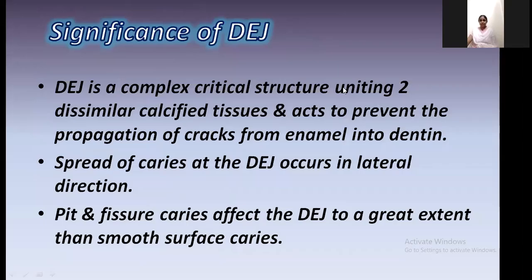Significance of DEJ. The DEJ is a complex critical structure uniting two dissimilar calcified tissues, that is enamel and dentin, and they act to prevent the propagation of cracks from enamel to dentin. Spread of caries at the DEJ occurs in lateral direction. One word to note. Pit and fissure caries affect the DEJ to a greater extent than smooth surface caries. This is again a one word.